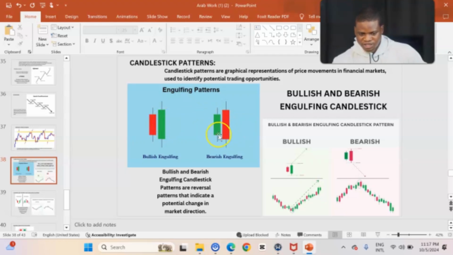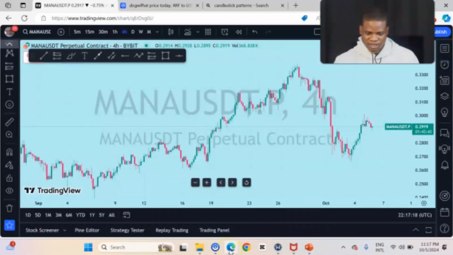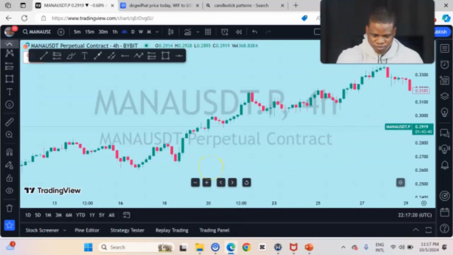The opposite of it is the bearish engulfing, which means price is going up and at some point it got tired. Then the bears come in and they now engulf the bulls and they are trying to push the price down. So let's look at a pretty good example.